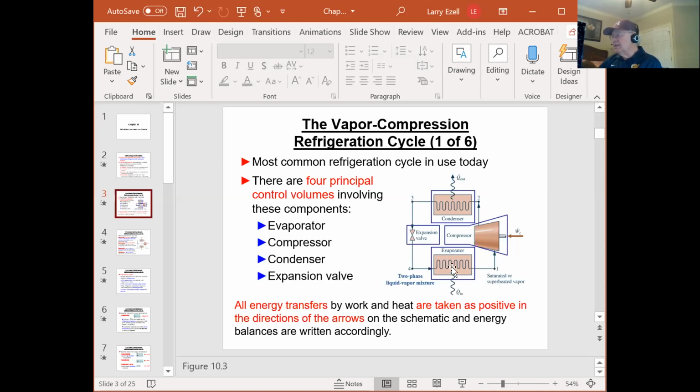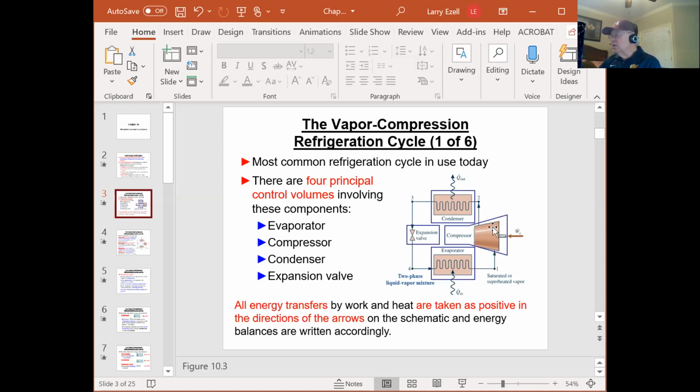And in the process, it pulls in a lot of heat. It's just like if you rub some water on your wrist and you go outside and the humidity is low, you can feel the coolness of that water evaporating. That's the way the evaporator works. Okay, it comes out of the evaporator as a saturated vapor.